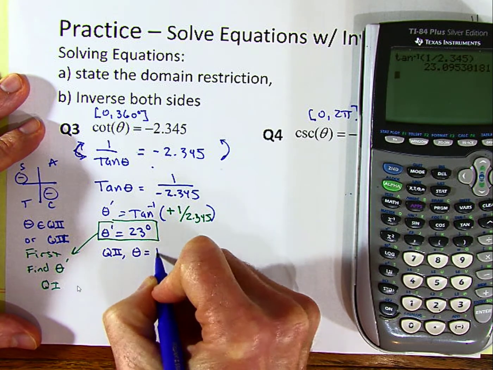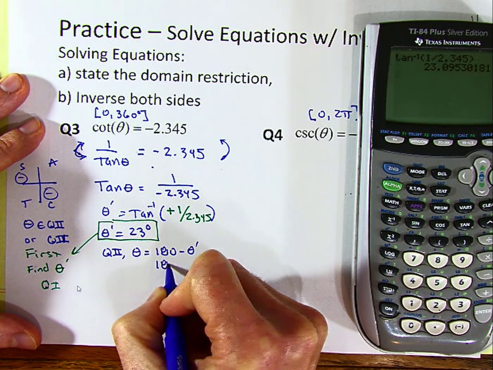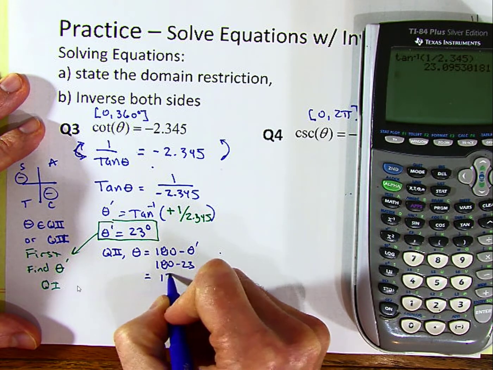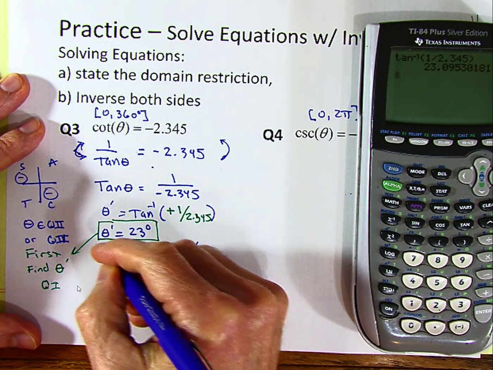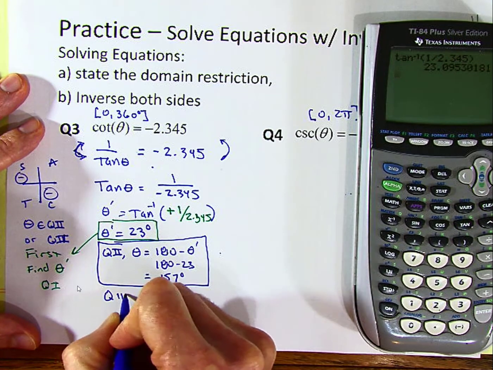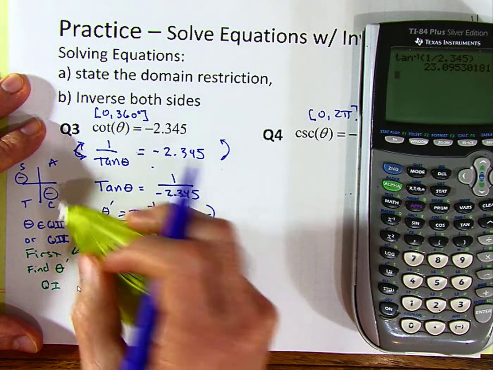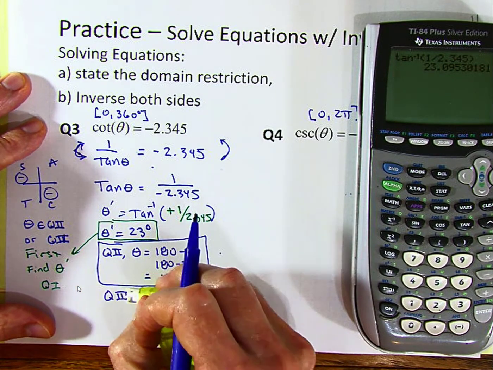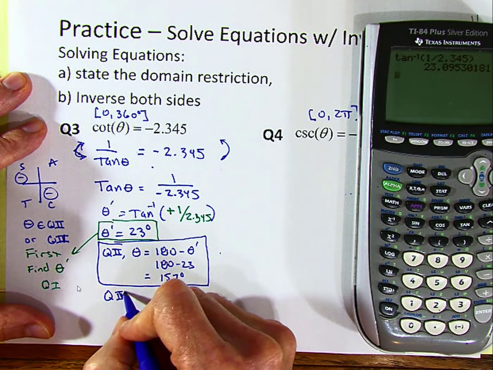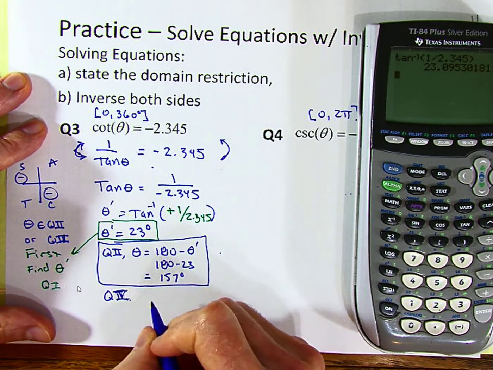Theta will be 180 minus the reference angle, which is going to equal 157 degrees. So I got one solution pretty quick. Oops, the other answer is in quadrant 4. So I'm coming over here to quadrant 4.